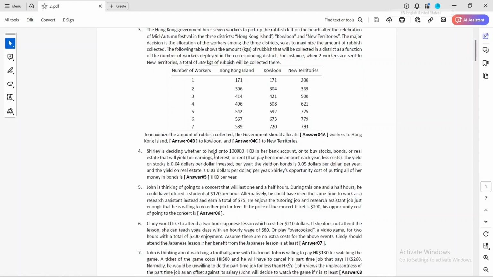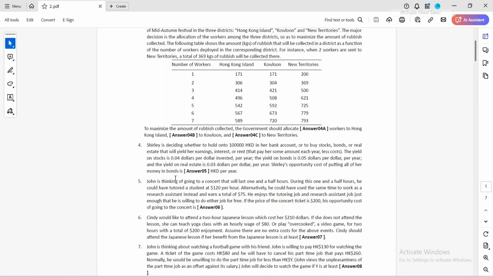Shirley is deciding whether to hold on to this much amount in her bank account or to buy stocks, bonds, or real estate. And the yield from stocks is $0.04 per dollar invested, and the yield on bonds is $0.05. Okay, and the yield on real estate is $0.03. So what is the opportunity cost to Shirley of putting all her money in bonds?